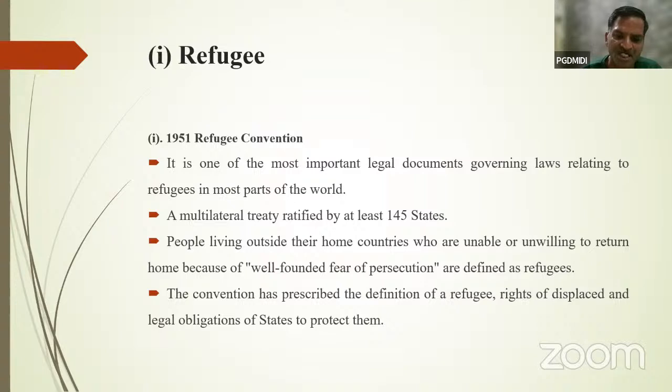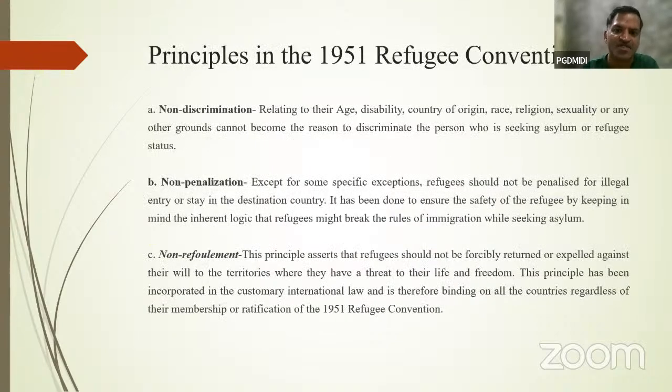The convention has prescribed the definition of a refugee, the rights of the displaced, and the legal obligations of states to protect them. Because refugee is a multilateral subject, they are coming from one country to another, and if no country cares for them, they will die. So this is the situation for them. In the 1951 Refugee Convention, there are three major principles: non-discrimination, non-penalization, and non-refoulement.